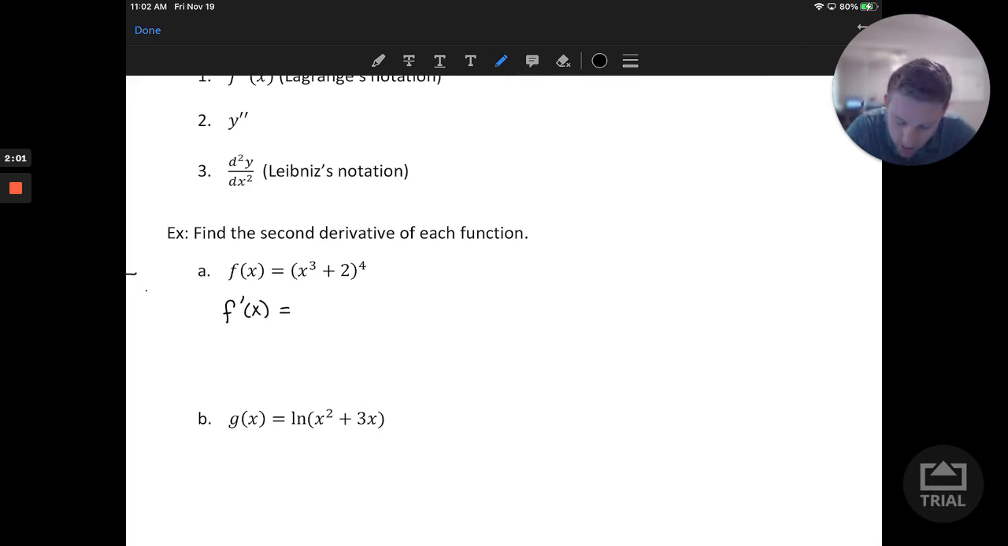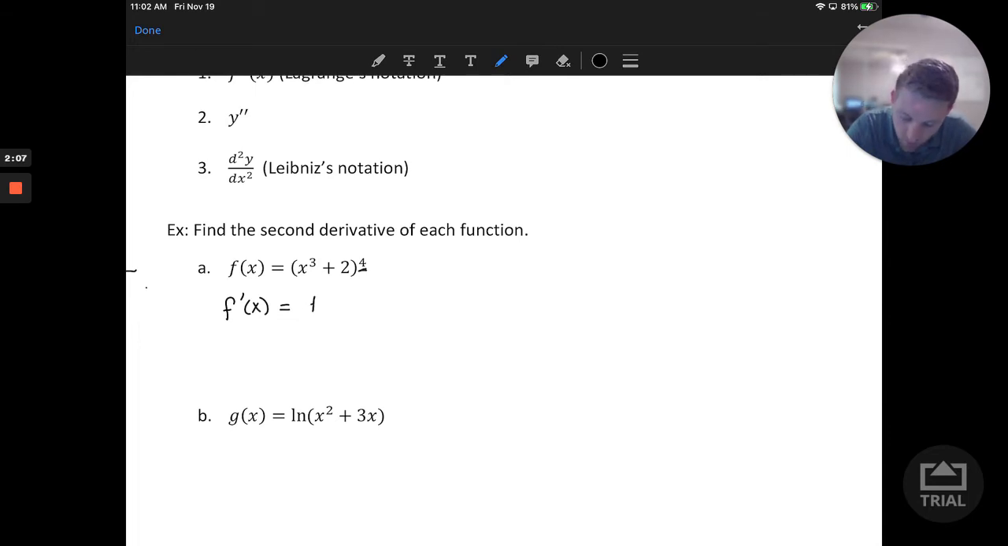The outer function here is that fourth power. So I'm going to bring the fourth power down, raise my function, x cubed plus 2, to the 4 minus 1, which is 3. And then I need to multiply by the inner derivative, which in this case is 3x squared, the derivative of x cubed plus 2. So taking the chain rule there, we have our first derivative f prime of x.